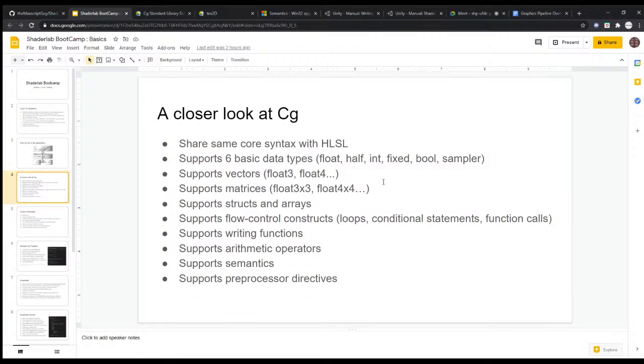Then a couple of things that it supports are vectors in the form of float3. In Unity you write Vector3, Vector4. Here you write float3, float4. In matrices it supports 3 by 3 matrix, 4 by 4 matrix, and so on. Structures and arrays are very important. Structures are very important because we are going to write data structures and we are going to take the data and replace the data.